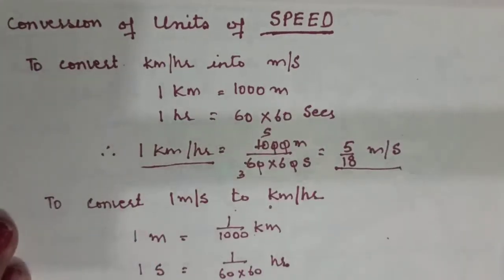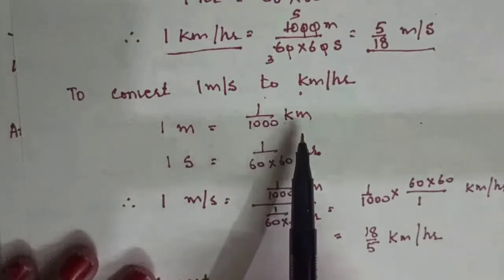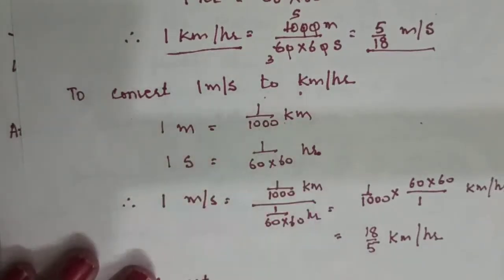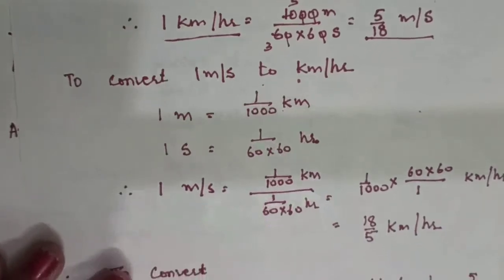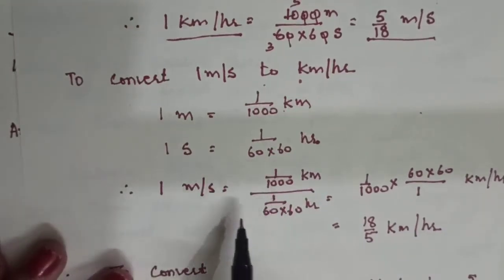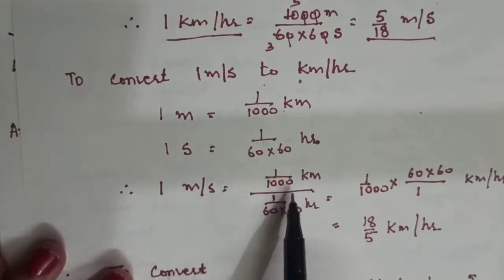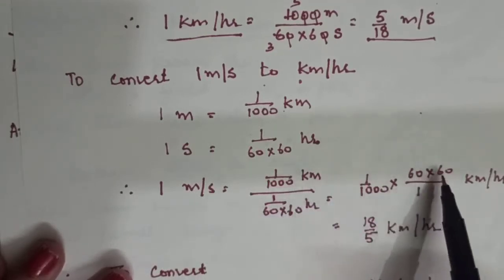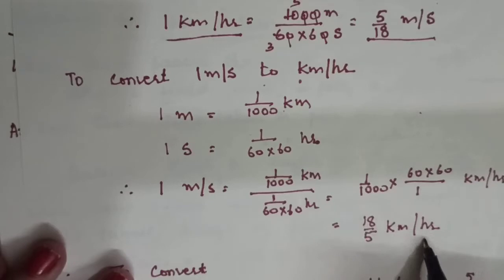Same way we can convert from meter per second to kilometer per hour, because we know 1 meter is equal to 1 upon 1000 kilometer and 1 second will be 1 upon 60 into 60 hours. Here we are doing the reciprocal. So 1 meter per second means 1 upon 1000 divided by 1 upon 60 into 60. The denominator will reciprocate when we multiply, so 1 upon 1000 into 60 into 60, and when we cancel, we get 18 upon 5 kilometer per hour.